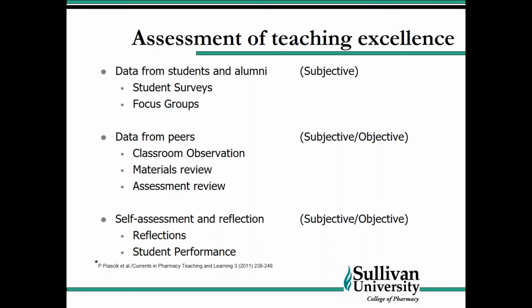So a second method of assessment of teaching excellence would be data from peers. And so we did incorporate a classroom observation, both from a chair and from a peer, and then review of materials, so if you created cases and then assessments. Item writing falls into this assessment review, and that's what we're going to be spending most of our time on today. The self-assessment and reflection are still really important.